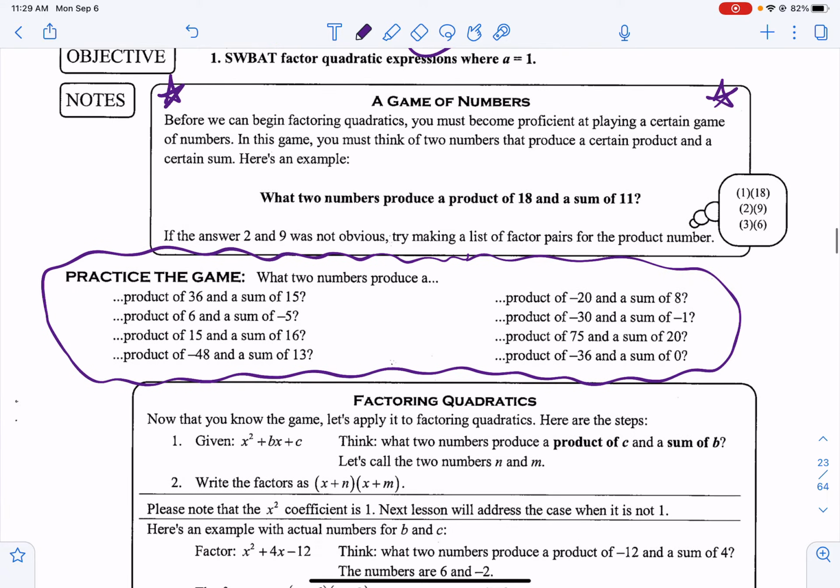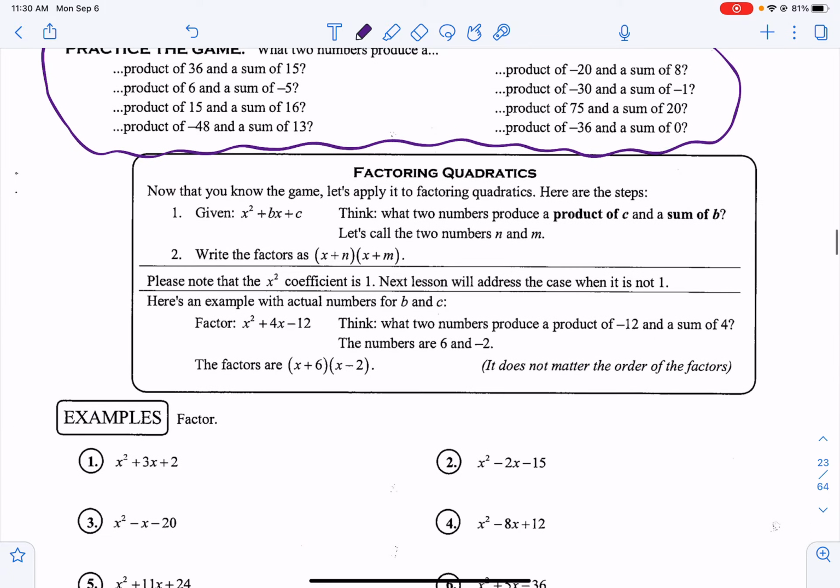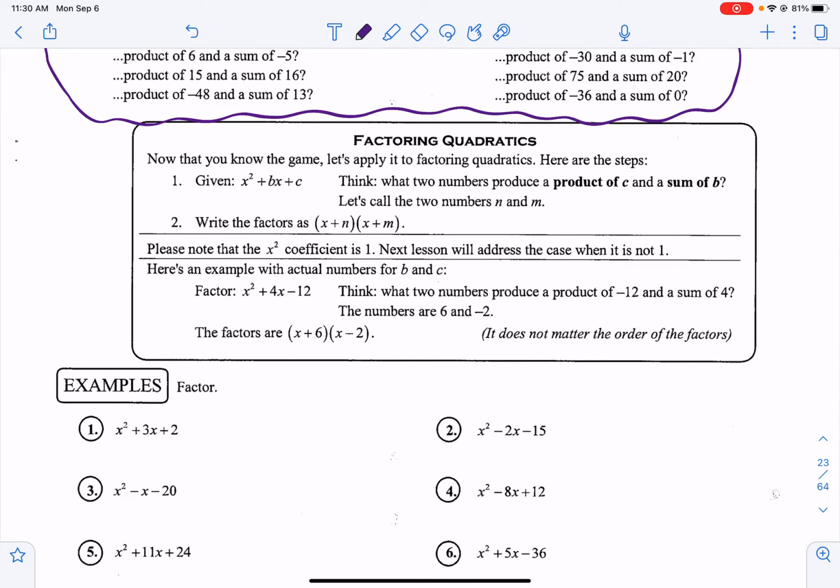All right, welcome back. So hopefully you have some solutions to this game that you've been practicing, because the problems that we're going to do today, really all you have to do is the game that you just played. All you have to do is find numbers that multiply to equal something and add up to be something else. And that's how you're going to be solving the problems, because quadratics factor a little bit different.